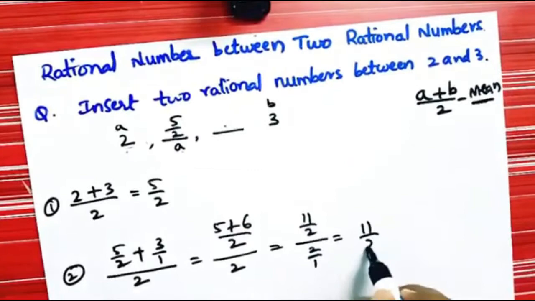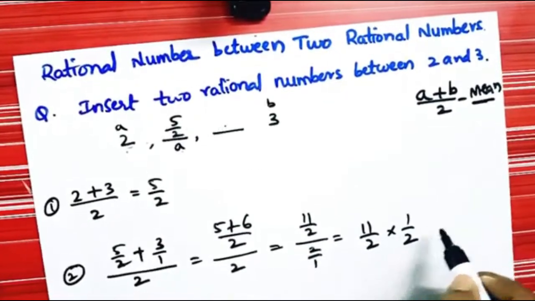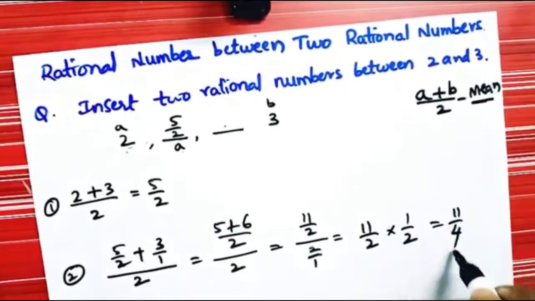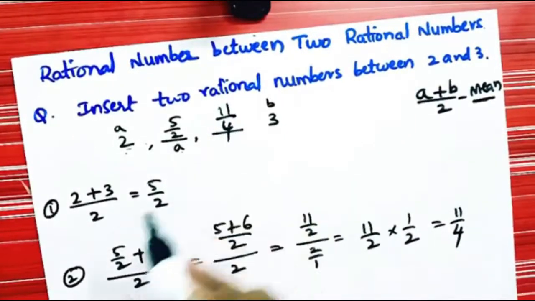So you should write the reciprocal. 2 by 1 is nothing but 1 by 2. The answer is 11 by 4. So 11 by 4 is the answer.